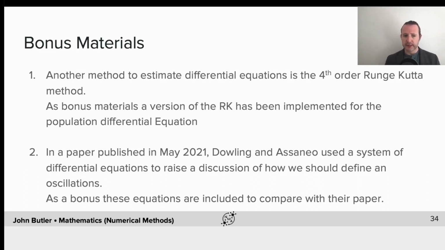I've also included just a bit about a recent paper by Dowling and Asenio, where they use a system of differential equations to raise a discussion of how we should define oscillations in neuroscience. A lot of people do experiments on oscillations, but maybe there isn't a strict, clean definition of one. So you can have a look at that, look at the paper, and can interact with their equations that they use to motivate their discussion.